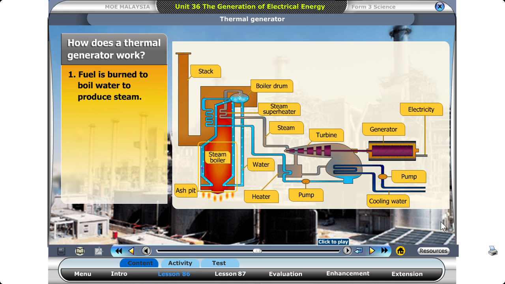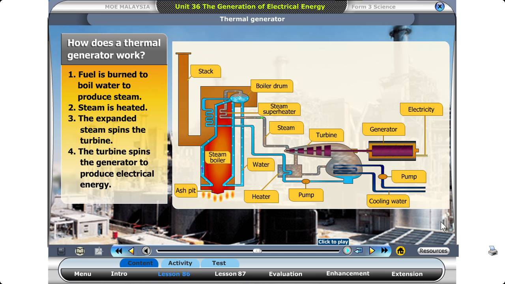The combustion of fuel turns the water in the boiler into steam, which is collected in the boiler drum. The steam in the boiler drum is then heated. As it expands, the steam spins the turbine. The turbine then spins the generator to produce electrical energy.